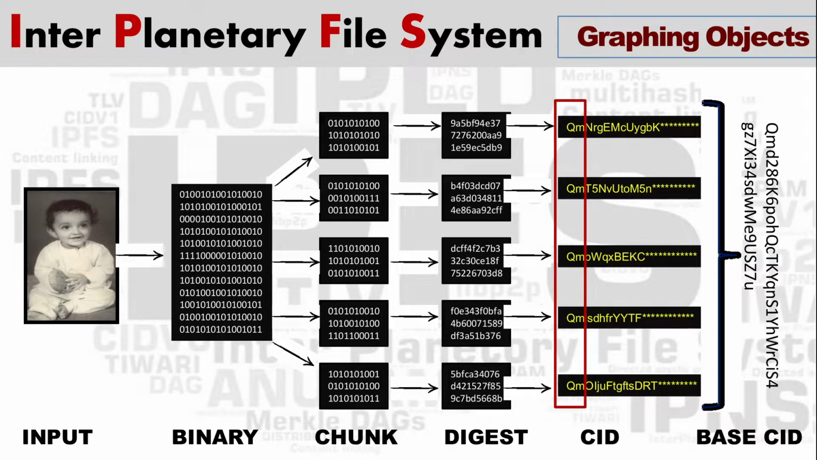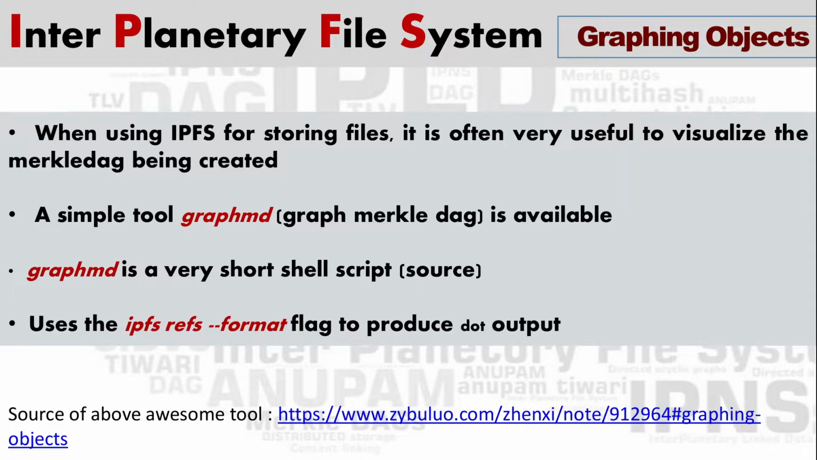Now this figure is a schematic representation, wherein I am just trying to explain how the file is broken up into binaries, chunks, digest, CIDs and base CID. But in actuality, how these hashes are generated, to visualize it better, the tool that I am discussing here, graphmd, we'll just see what it does and how it does. So this graphing objects, graphmd, is the tool that I'm discussing here.